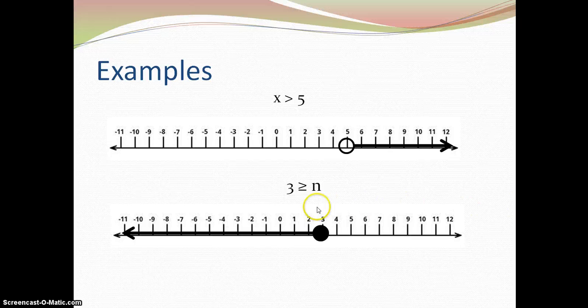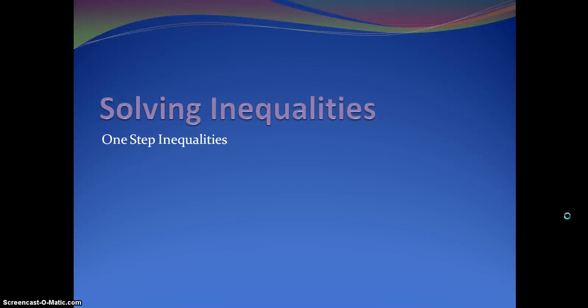Because if you look at it, the symbol always opens to the bigger number, so that means that the n is actually smaller than the number 3, so it's all these numbers to the left. So as you can see, even though it looks like the arrow is pointing to the right, when we graph it, it's actually the opposite direction, which is why we don't want you to rely on the arrow to determine which way to shade.